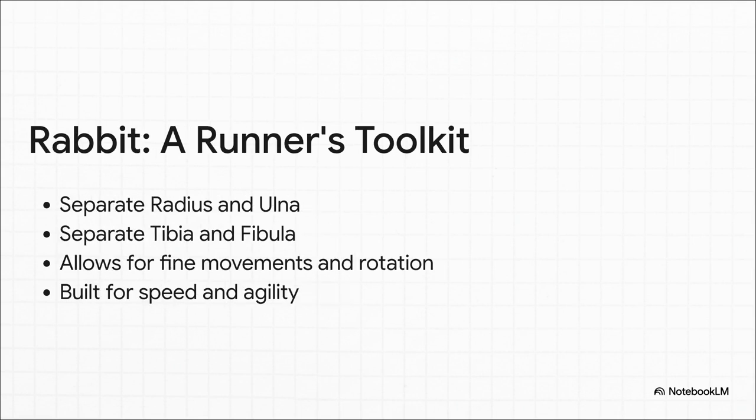The rabbit, on the other hand, a completely different story. It keeps those bones separate. A runner needs subtlety. It needs the ability to make small rotations in the wrist and ankle. That's what gives it the agility for high-speed sprinting. It's a completely different toolkit for a completely different job.